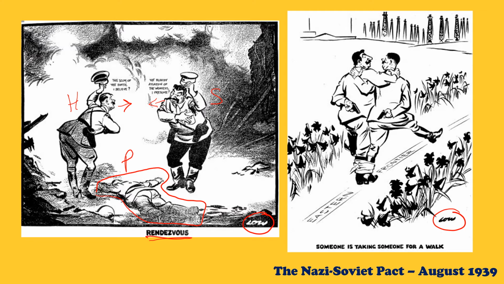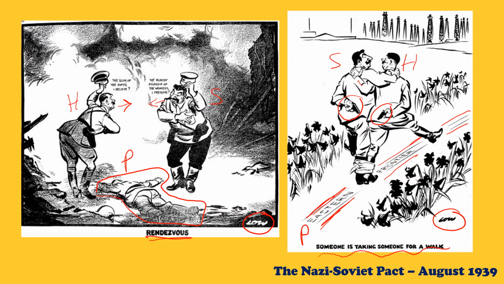Then on the right-hand side here, someone is taking someone for a walk. And this phrase essentially means that one of these two people is going to betray the other. And we can see this. Look at the guns that are behind their back. We've got Hitler on the right here, and we've got Stalin on the left, walking along the eastern frontier. And again, much like we have him in between the two figures on the left here, that eastern frontier in particular is Poland.